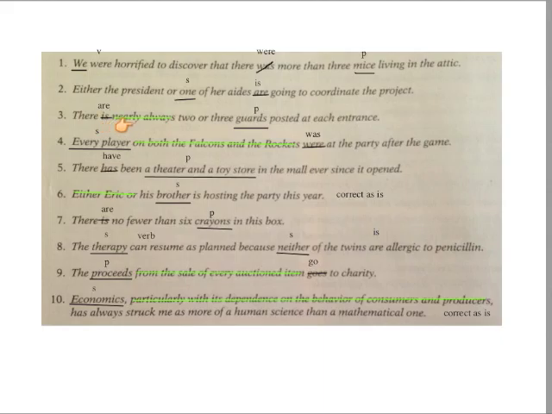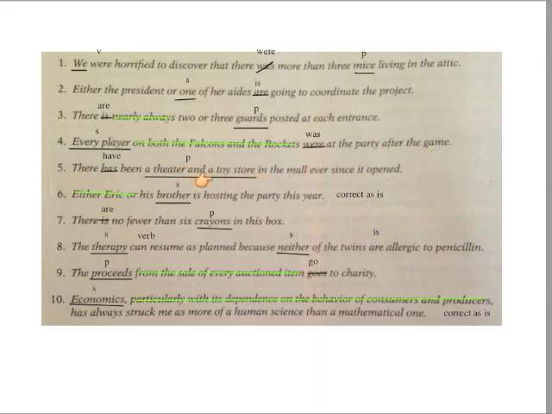I tried to trim out some unnecessary words here. The original sentence was, there is nearly always 2 or 3 guards posted at each entrance. So there are 2 or 3 guards, that's plural. So that means that the verb is has to be changed to are. Every player on both the Falcons and the Rockets is unnecessary. We trimmed it out. So every player were or was. You want to change the word to was because every player is singular at the party after the game.